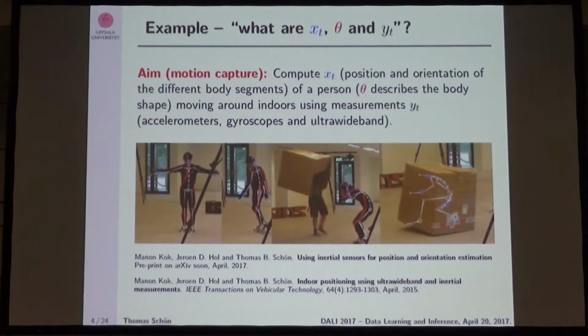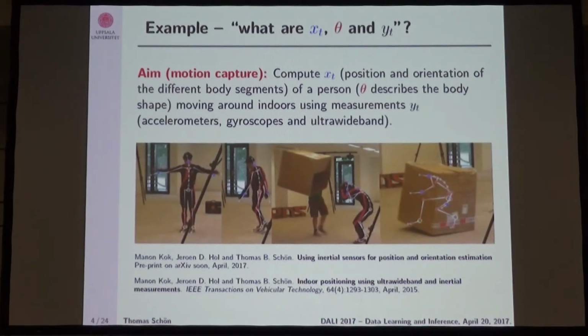And the unknown parameters theta here describe the body shape. So what's the distance between my hand and the elbow, and the upper arm and the shoulder, and so on. And the measurements we have access to here are accelerometers and gyroscopes, and this is indoors.